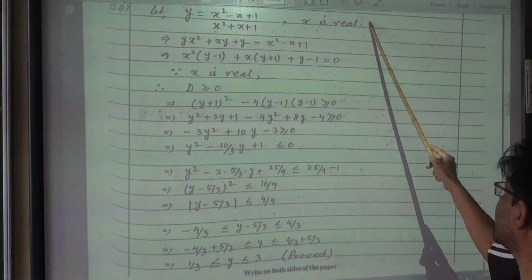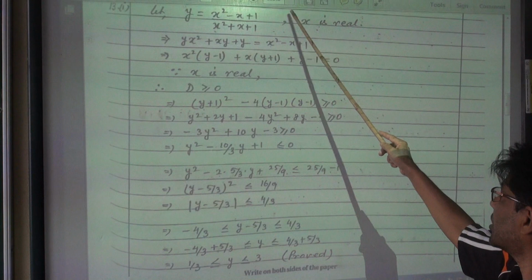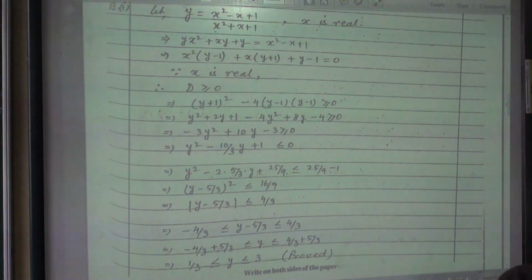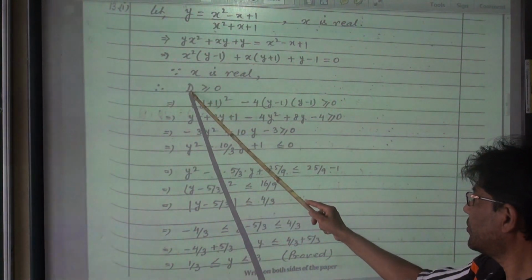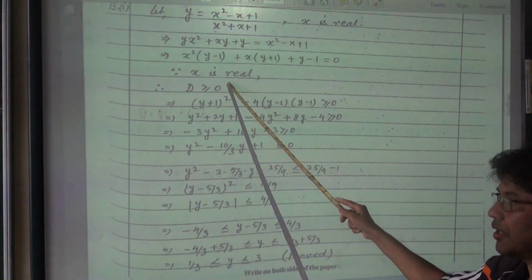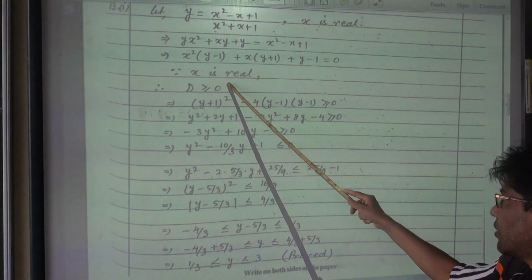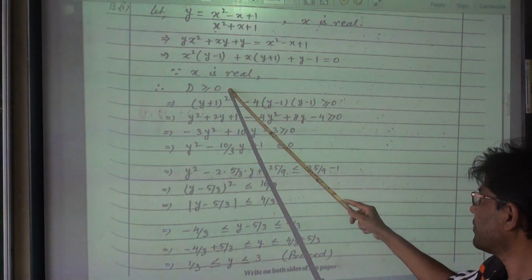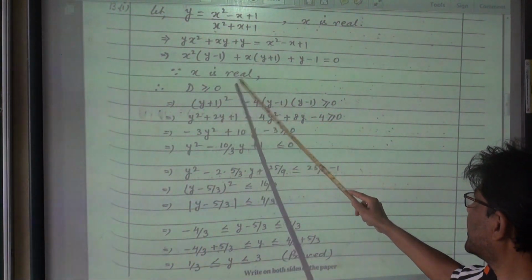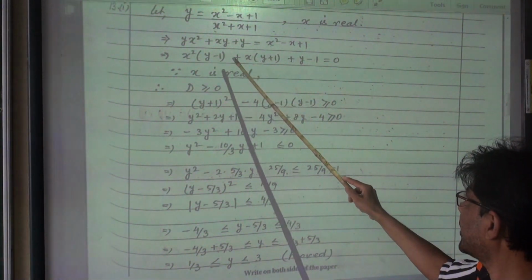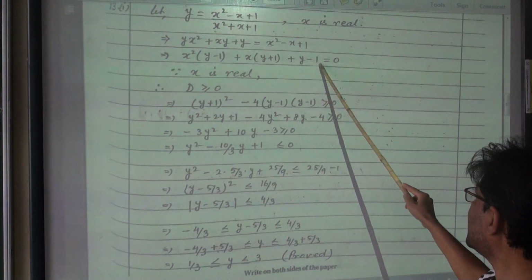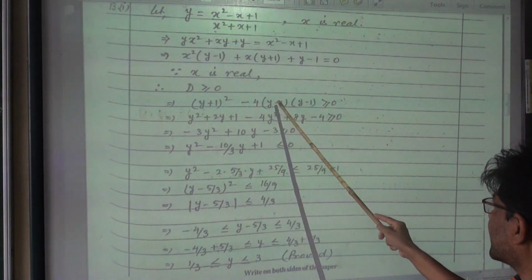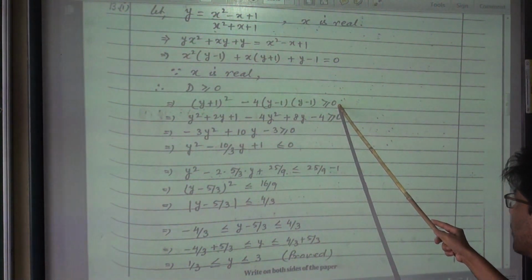In question it is given x is a real number. What is the condition for roots to be real? Condition is the discriminant has to be greater or equal to 0. So I have written D greater or equal to 0. What is D? D is b square minus 4ac, b square minus 4 into a into c. That's what I have written here. B square minus 4ac greater or equal to 0.